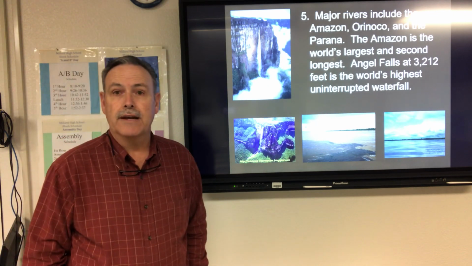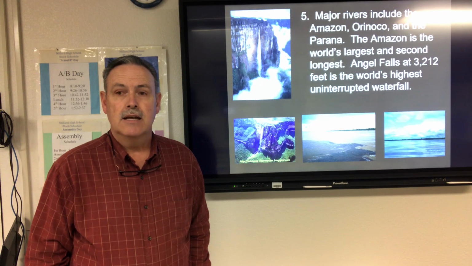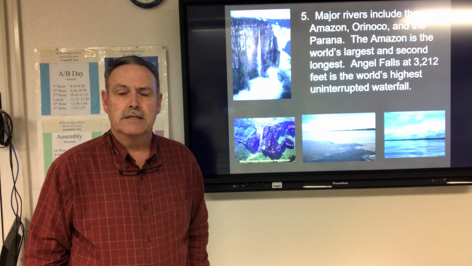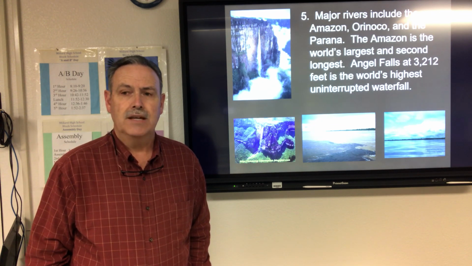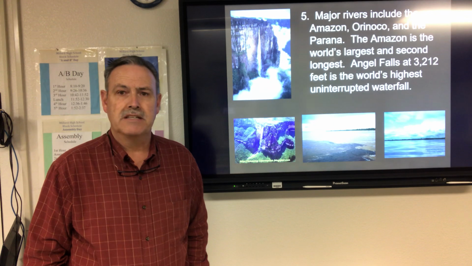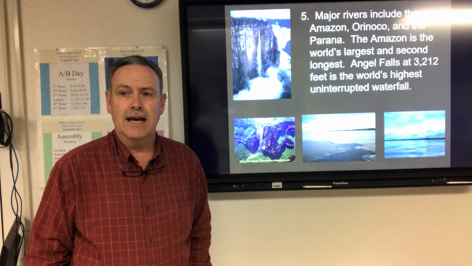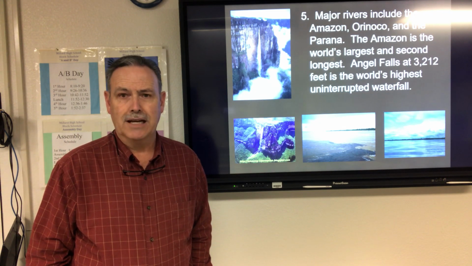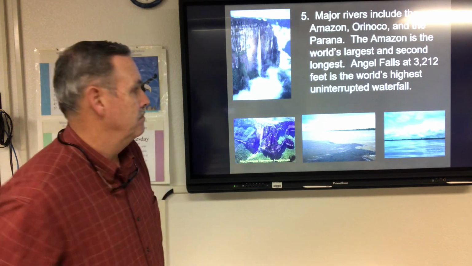So when we look at it compared to the Mississippi, which is familiar to us here in the United States, the Mississippi has a water flow of about 600,000 cubic feet per second. That's an amazing amount of water. But then if you look at the Amazon, it has 7 million cubic feet per second, which is over 10 times bigger than the Mississippi.